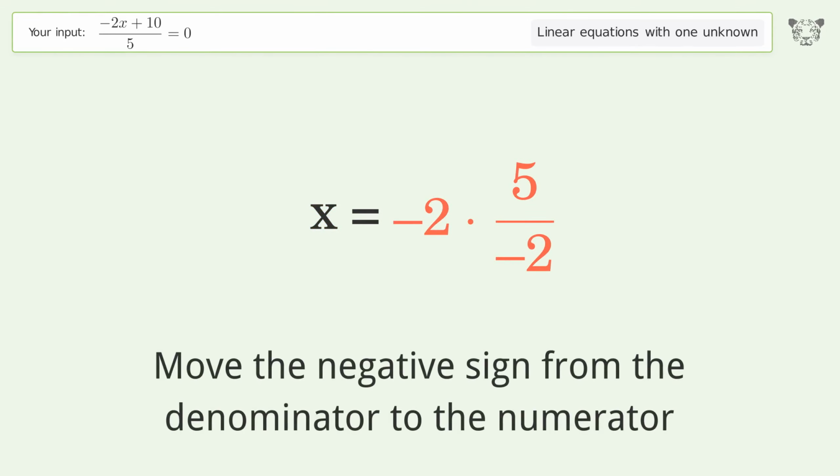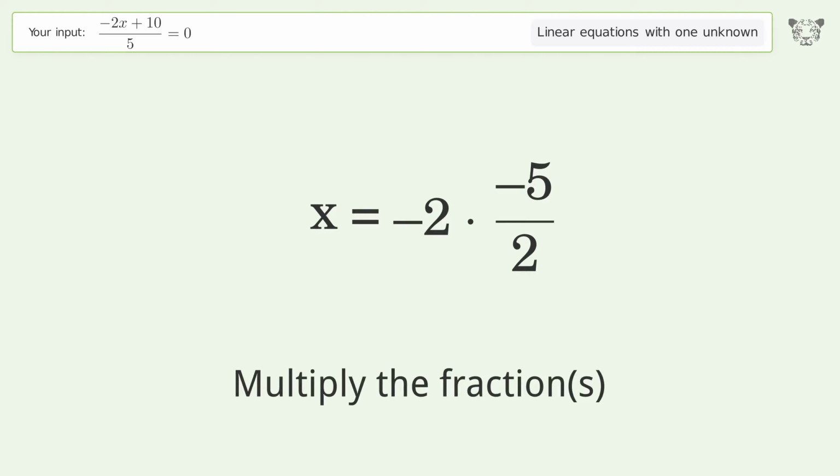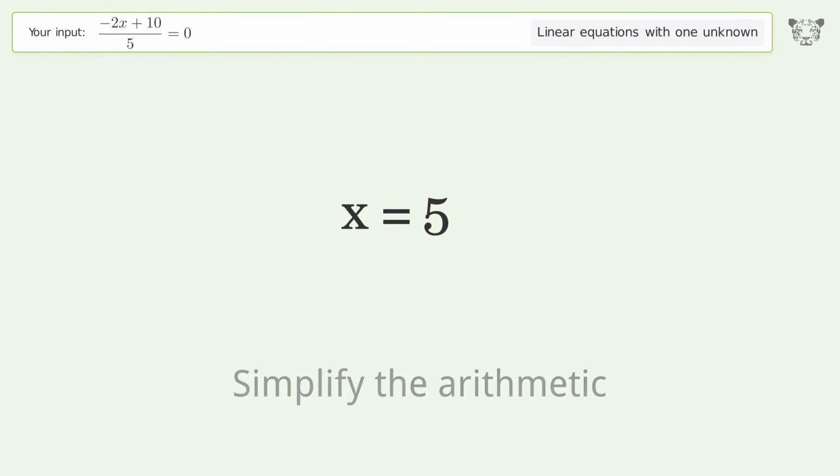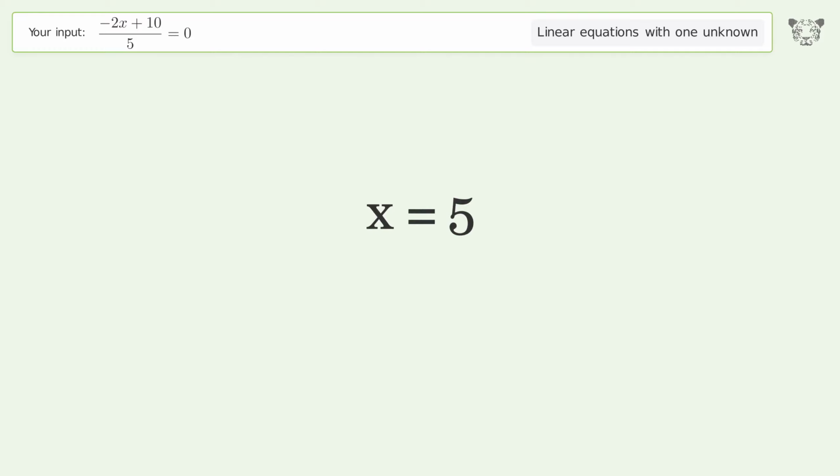Move the negative sign from the denominator to the numerator. Multiply the fractions. Simplify the arithmetic. And so the final result is x equals 5.